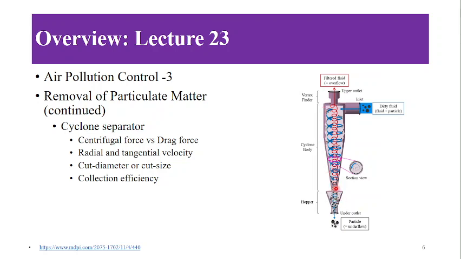This air, then this vortex which is created, forms another inner vortex, and this reaches upwards, and the clean air comes out from here. There is a tussle between the centrifugal forces and the drag forces, and the radial and tangential components of velocity are introduced here. Also, the cut diameter or cut size is the diameter of particle for which there is a 50% removal efficiency, and the removal or collection efficiency was also discussed in this case.